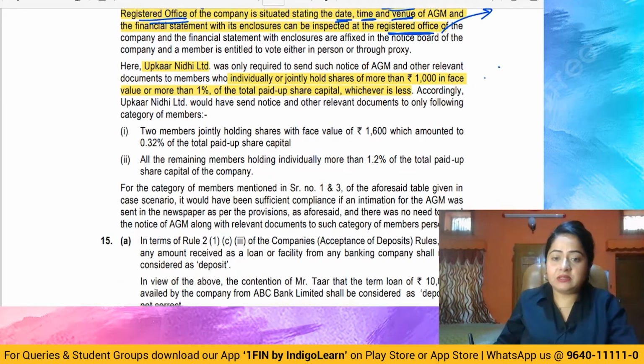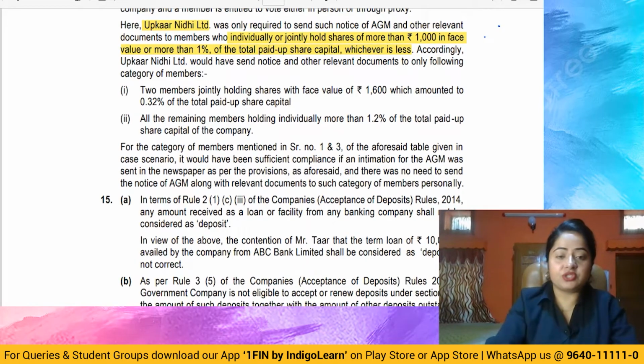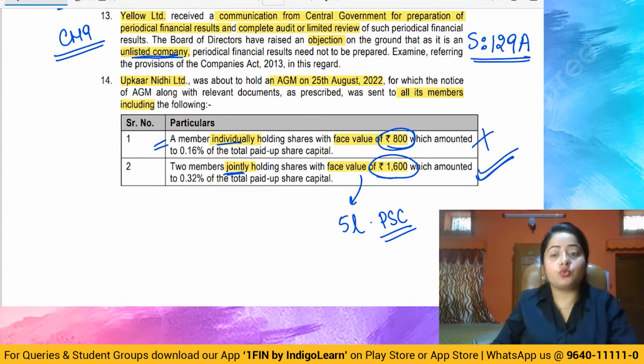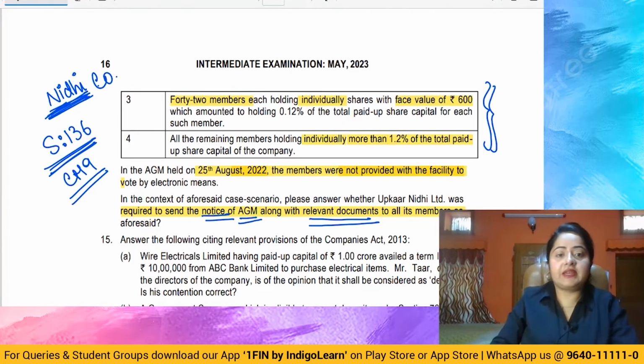Right, so in the given example, let's see the question, which of the following members need to be sent notice to. So in the first case, member is individually holding shares, it is of 800 rupees only, face value is less than 1000, notice is not required. In second case, the face value is 1600, so here it is more than 1000, so therefore notice is required. In the next case, there are 42 members individually holding shares of face value 600.